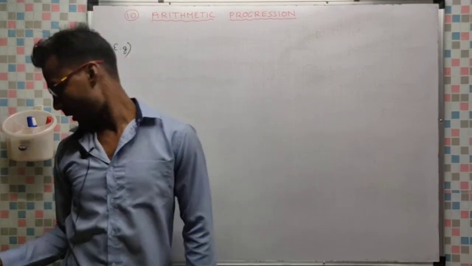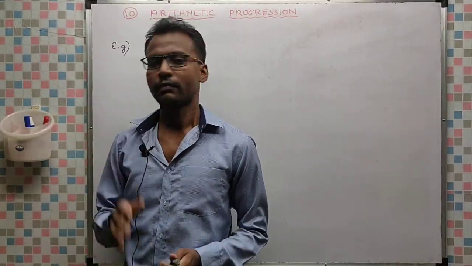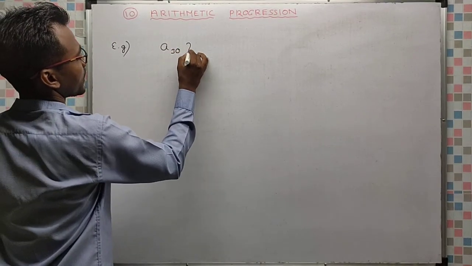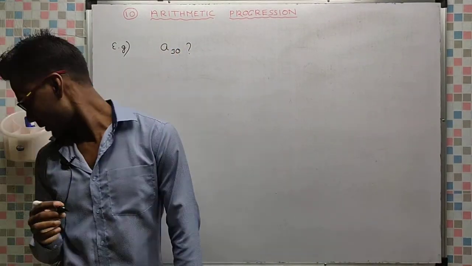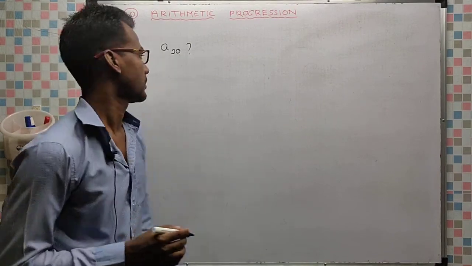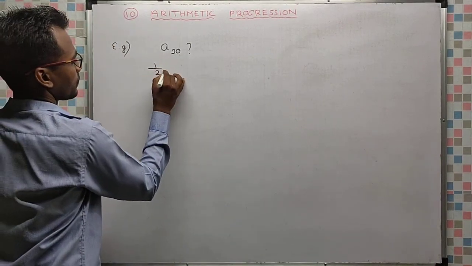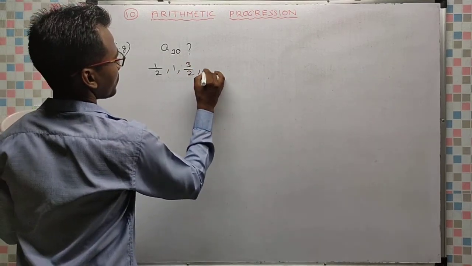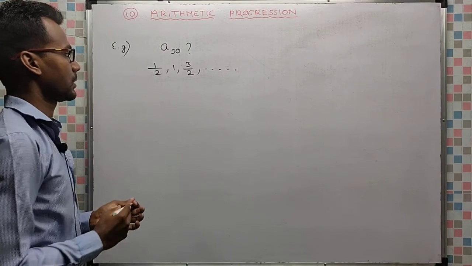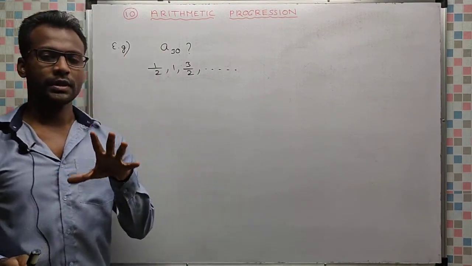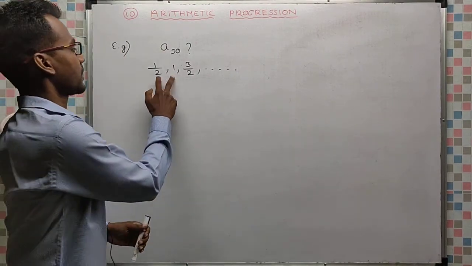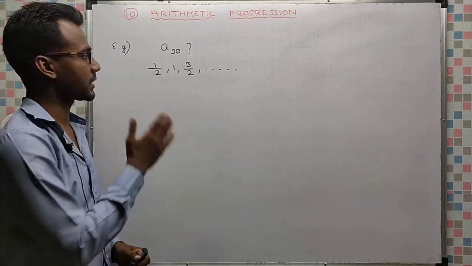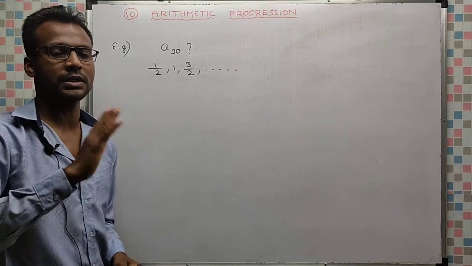Now let us move to another example. Find the 30th term, A30, of the sequence 1 by 2, 1, 3 by 2. This is a sequence. First check whether it is an AP or not. 1 minus half is half. 3 by 2 minus 1 is also half. It means it is an AP, the difference is constant.